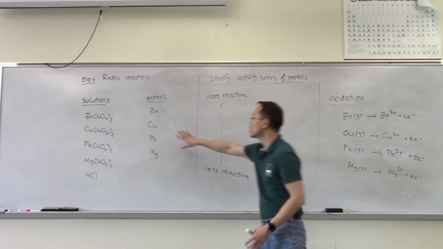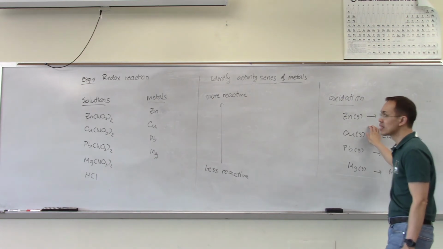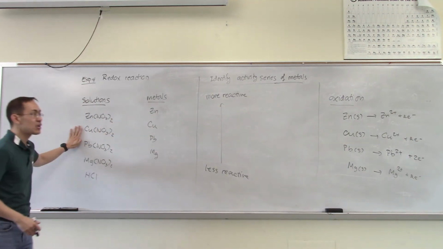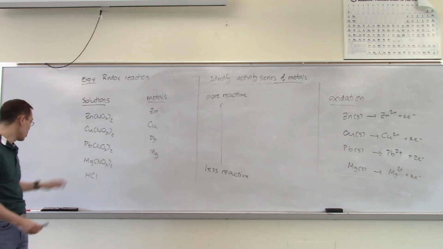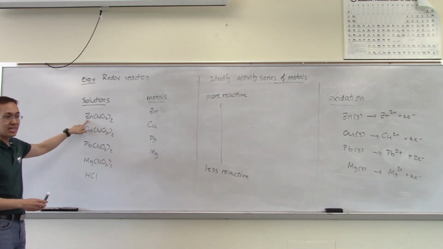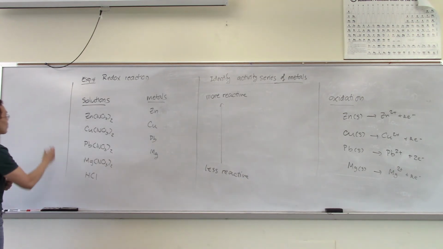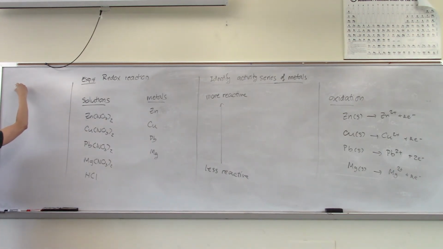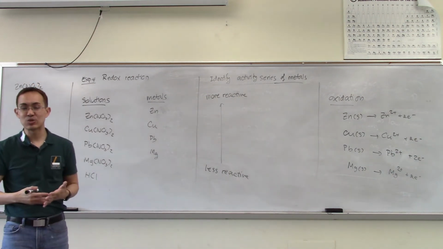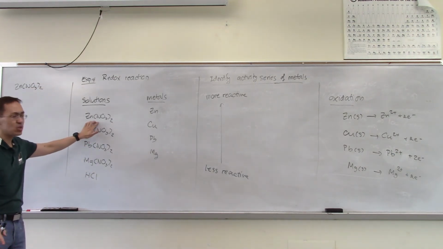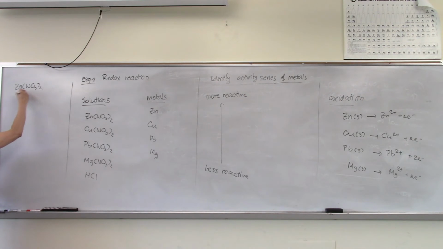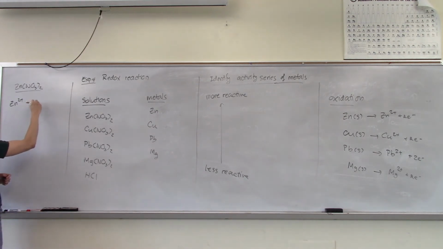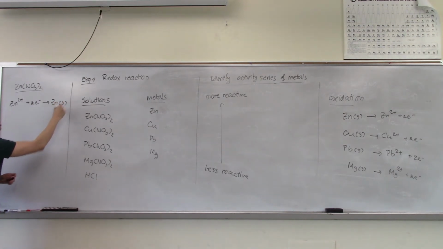Okay, so this is a redox reaction. Obviously the metals will undergo the oxidation reaction. The solution here will undergo a reduction reaction. So when you have, let's say, the zinc 2 nitrate, we know that when you dissolve zinc 2 nitrate in solution, you're not going to have zinc 2 nitrate. You're going to have the zinc 2 plus. So the zinc 2 nitrate is actually the source of the zinc 2 plus. So zinc 2 plus can then gain 2 electrons to form the zinc solid.